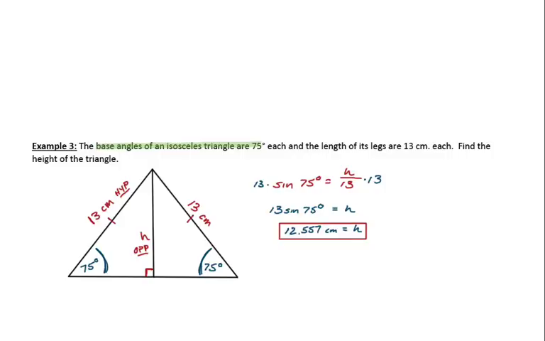So in this case, we actually had to construct an altitude which formed a right triangle, and then use the sine, cosine, tangent trig functions, decide which one is appropriate, and find the missing piece of information.